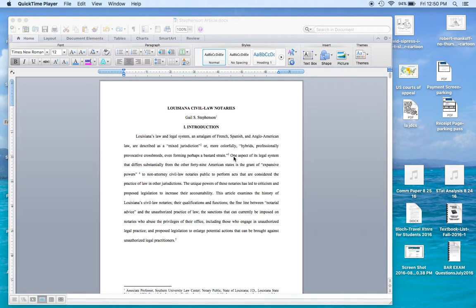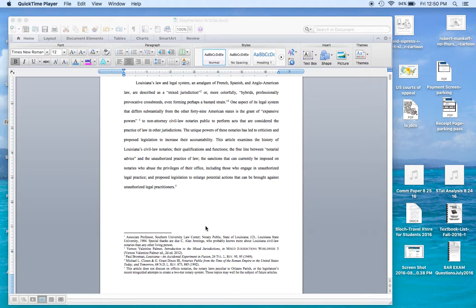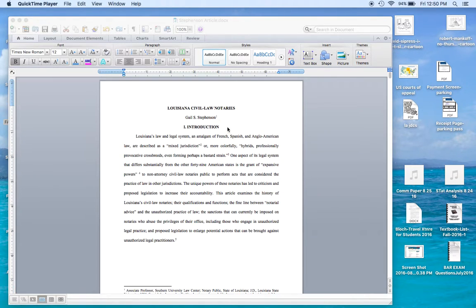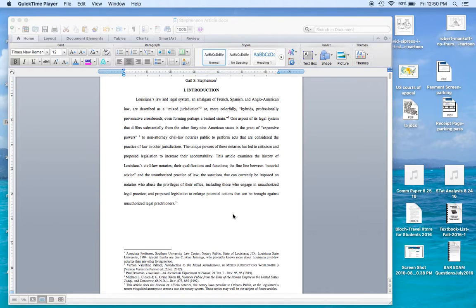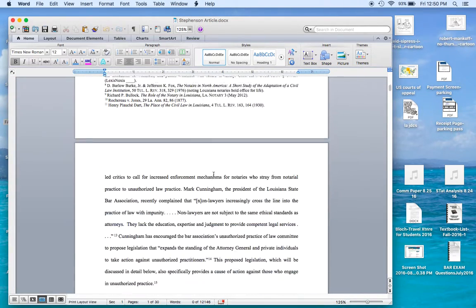Editors, I'm going to give you some instructions on how to do Bluebook editing things. So this is Stevenson's article that I had to edit as a 2L last year as a junior editor. And my footnotes were 19 through 22. So I'm actually going to zoom this in a little bit so I can see my footnotes better.